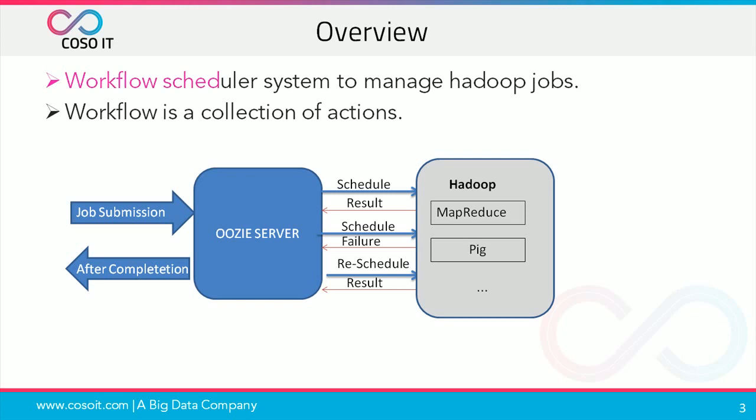So, a workflow scheduler system to manage Hadoop jobs, where a workflow is a collection of actions. It is tightly integrated with the Hadoop stack, supporting various Hadoop jobs like Hive, Pig, Scoop, as well as system-specific jobs like Java and Shell. OOZIE provides a mechanism to run the jobs at a given schedule and also reschedule jobs upon failure.